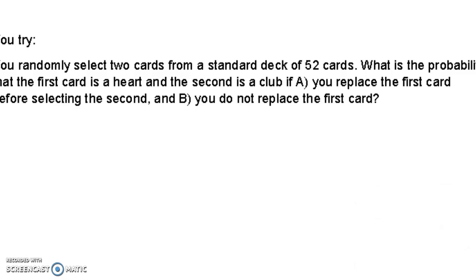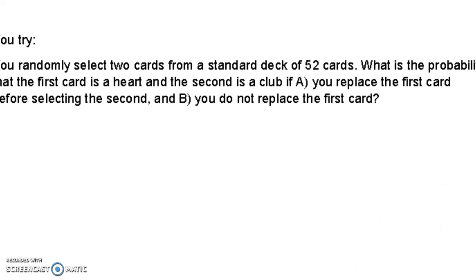So the first case is we replace the first card before selecting the second. This is important. Oftentimes in math problems, you'll see the terms with replacement and without replacement. So when we select that card, we're putting it back in the deck, replacing it. So there's still 52 cards when we select the second.